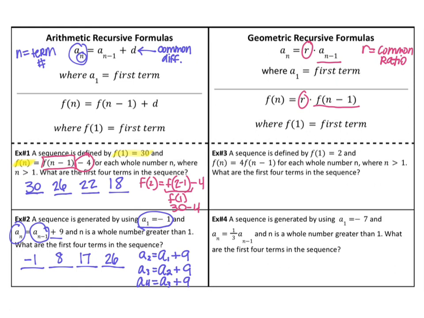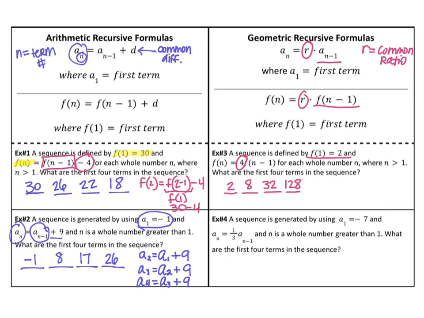So looking at example number 3 here, a sequence is defined by f of 1 equals 2, and it gives us f of n equals 4 times f of n minus 1. There's my common ratio. There's my r. What are the first 4 terms in the sequence? Well, the first term it tells us is 2. Then I'll get my next ones by just multiplying by that common ratio. 2 times 4, 8. 8 times 4, 32. 32 times 4, 128. All we did was multiply by that common ratio, and I'm using my rule.